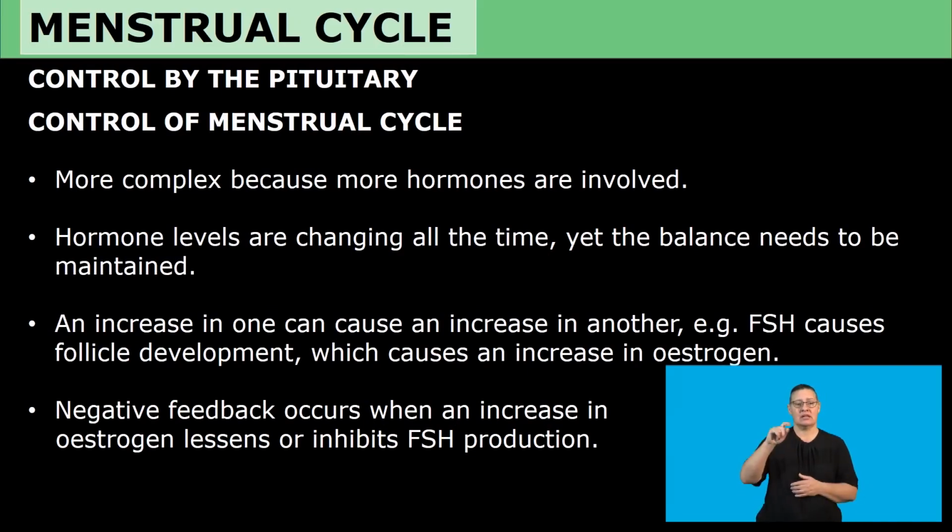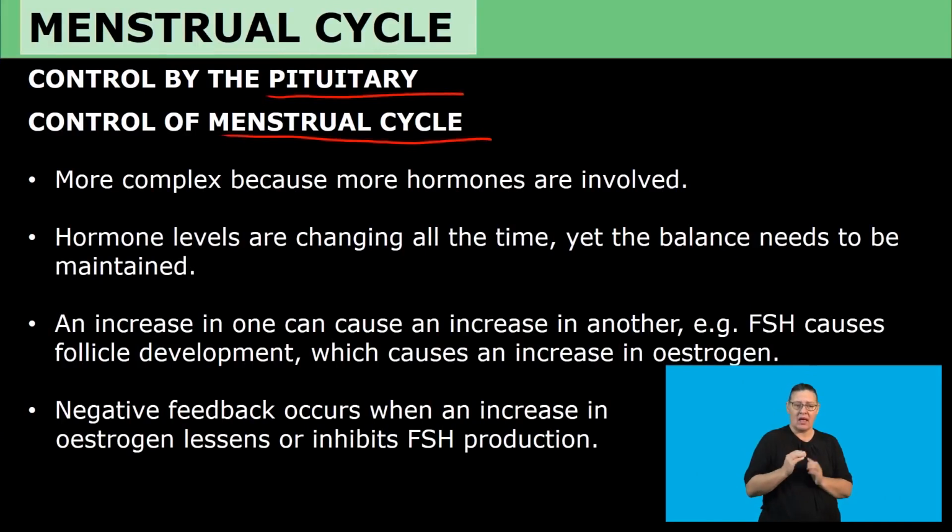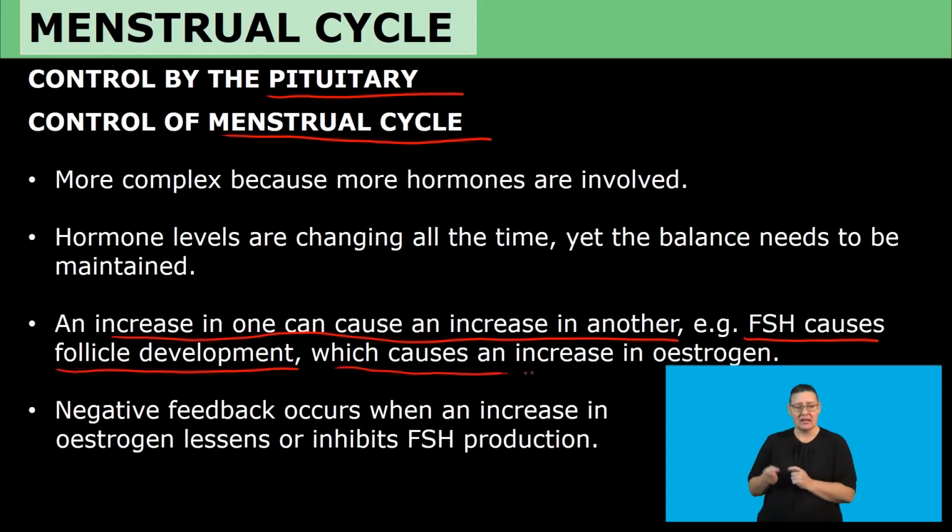Pituitary gland. Pituitary gland has got hormones that are in charge. Let us quickly have a look at our pituitary gland, which controls the menstrual cycle. More complex because more hormones are involved. We know pituitary gland is also called master gland. Don't mention master gland as you answer. But because pituitary gland has got a lot of secretions that will influence different parts of the body for different functions. If we look at bullet number 3, an increase in one can cause an increase in another. E.g., FSH causes follicle development, which causes an increase in estrogen.